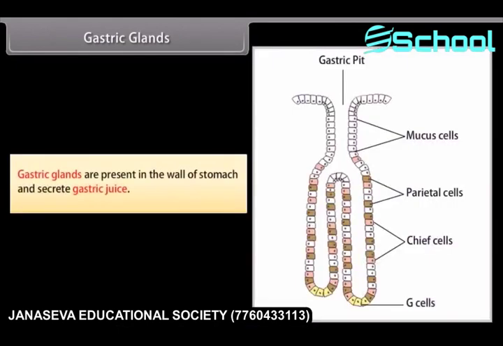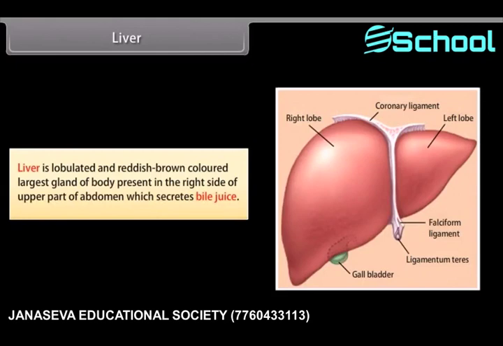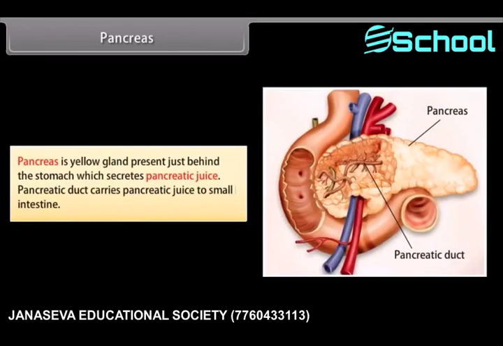Gastric glands. Gastric glands are present in the wall of the stomach and secrete gastric juices. Liver. Liver is a lobulated and reddish-brown colored largest gland of the body present on the right side of the upper part of the abdomen, which secretes bile juice. Pancreas. Pancreas is a yellow gland present just behind the stomach which secretes pancreatic juice. Pancreatic duct carries pancreatic juice to the small intestine.